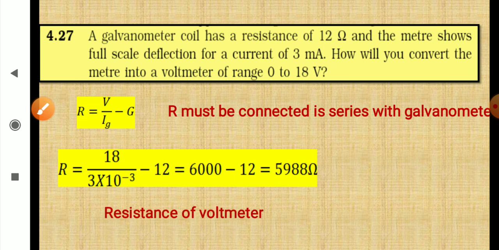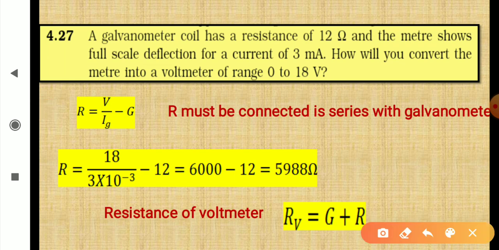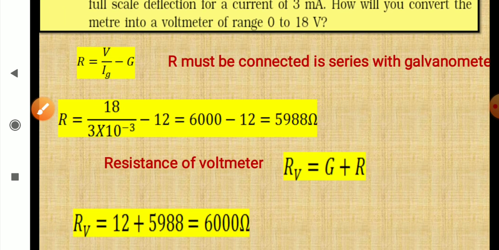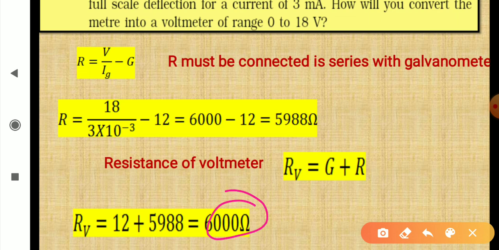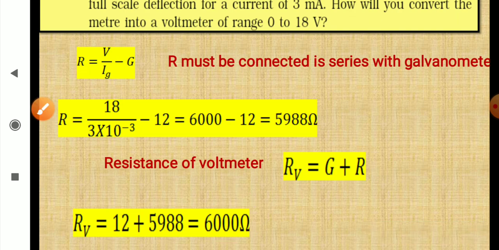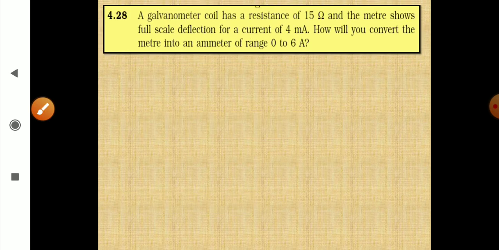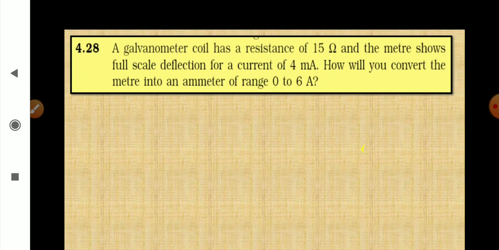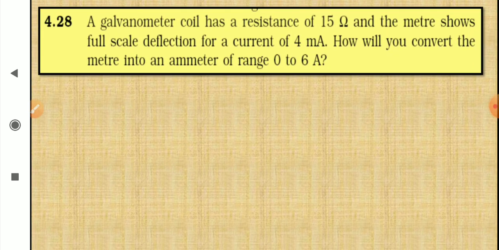And resistance of voltmeter. Now resistance of voltmeter is G plus R. So G is 12 and R अभी हमने निकाला और दोनों का सम you can see 6000 ohm. And as I told you, voltmeter has very high resistance. So it's a very simple problem, but ये problem board में आते हैं. Another unsolved problem from your NCERT book only.